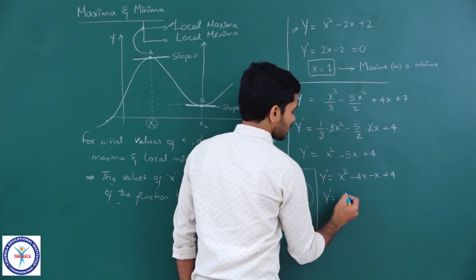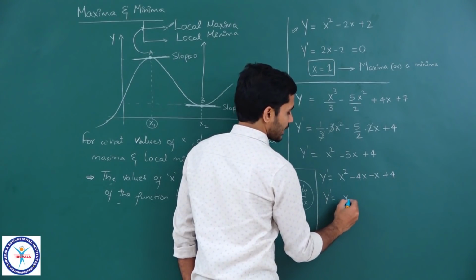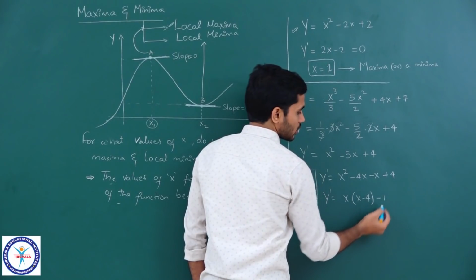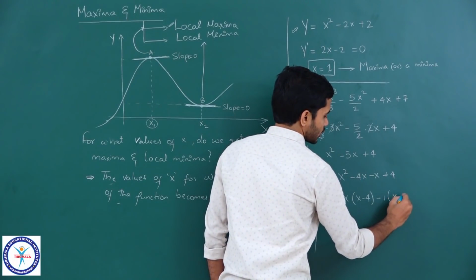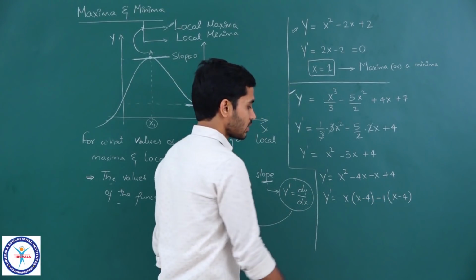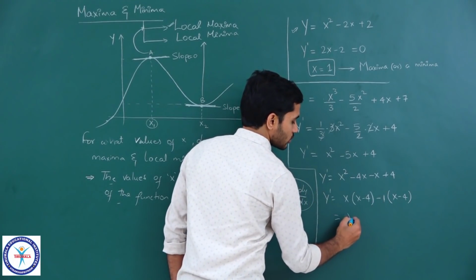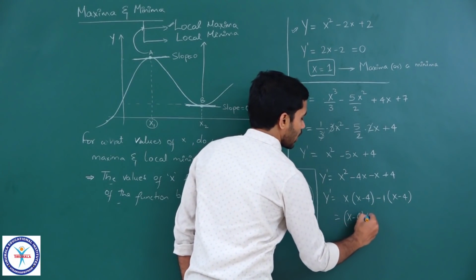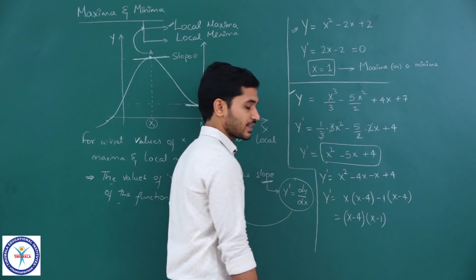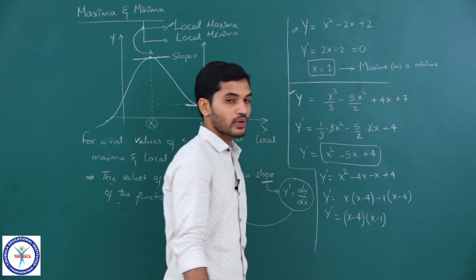So, simplifying this further will give me, if I take x common, I will get x into x minus 4 minus, if I take 1 common, x minus 4. I take minus 1 common here, right. So, this is what we get. So, x minus 4 is common in both the terms. So, this is x minus 4 into x minus 1. So, I have just factorized this particular expression, that is it. You know the factorization, right, you would have learnt it. So, this is what I got as the value of y dash.